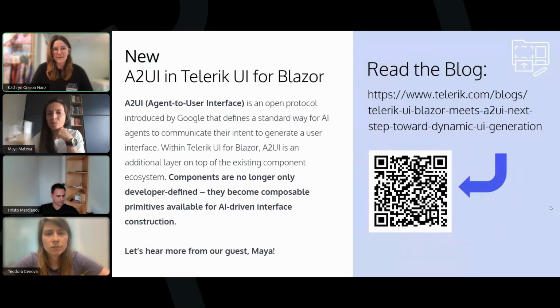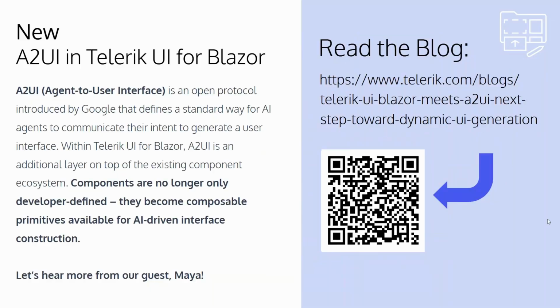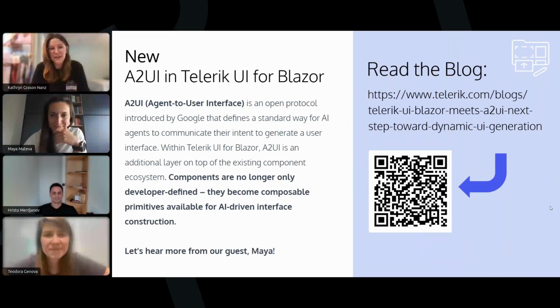We've got some big updates in Blazor. A2UI, the agent to user interface open protocol that is introduced by Google, defines a standard way for AI agents to communicate their intent to generate user interfaces. We have started to fold that into our Blazor library. And in fact, we have a guest here to give us the deep dive on it. So let me welcome Maya.